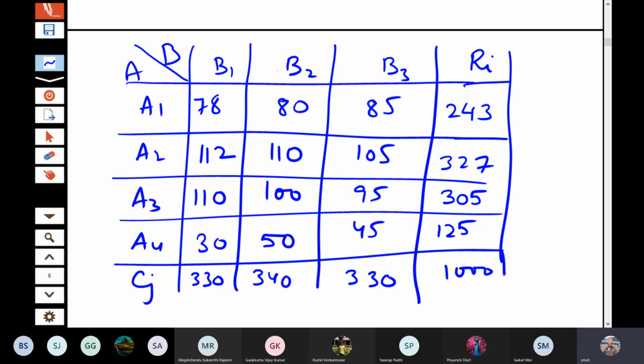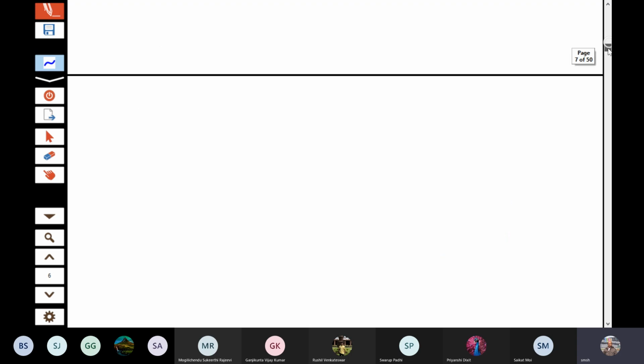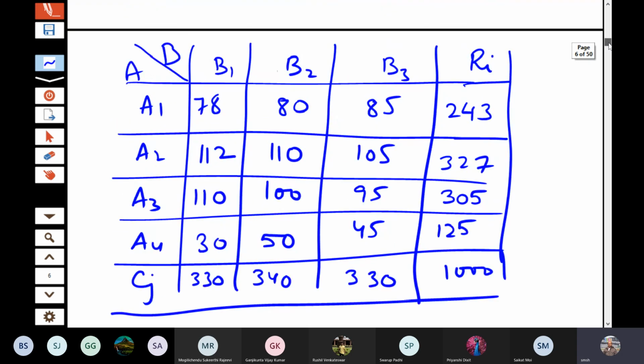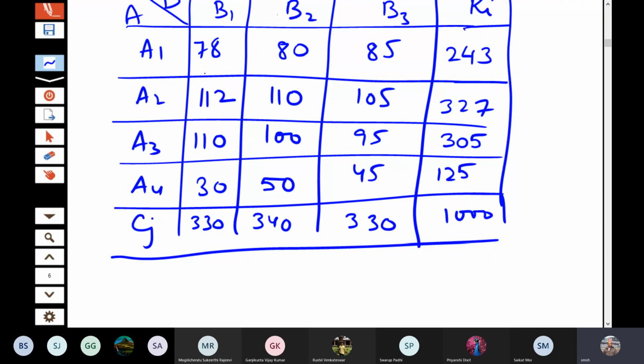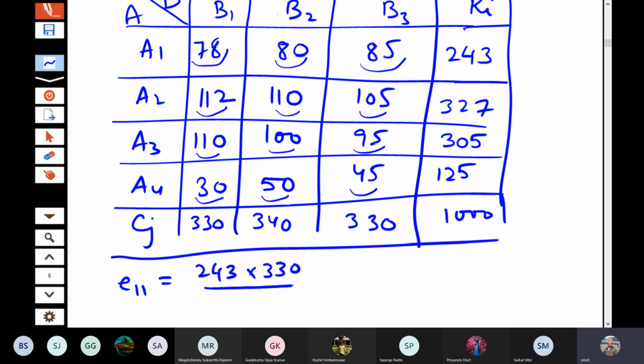So we have the row totals and the column totals. From here, you will calculate the expected frequencies. For example, these are the observed frequencies. This is O11, this is O12, O13, O21, O22, O23, O31, O32, O33, and O41, O42, O43. Now you will calculate E11. What is E11? That will be 243 into 330 divided by 1000.